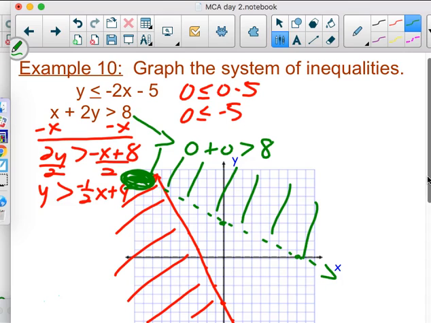So just because you don't have the graphing calculator to graph inequalities doesn't mean you can't do it. We can still do that by hand. Just have a lot to remember about the pieces to get it there.